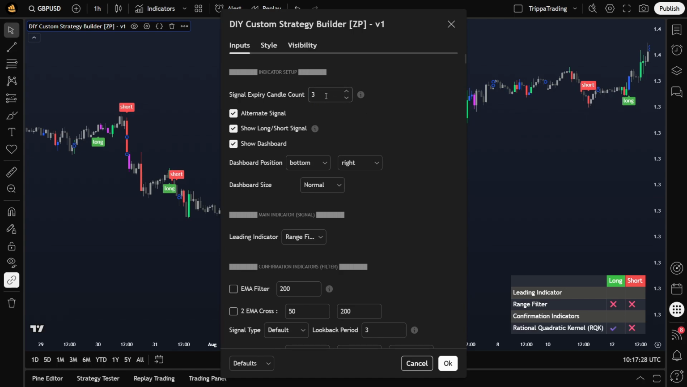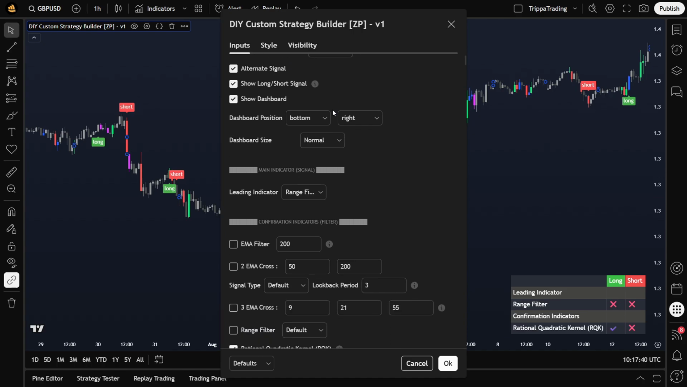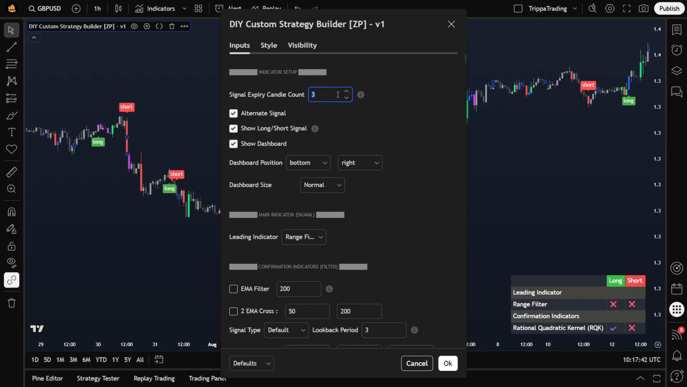This setting is crucial. If you want all signals to happen at the same time, set it to 0. In that case, the chart will only print buy and sell signals when all conditions align perfectly in the same candle. If your strategy allows for 1, 2, or 3 candles of delay for confirmation, then you can adjust it here.